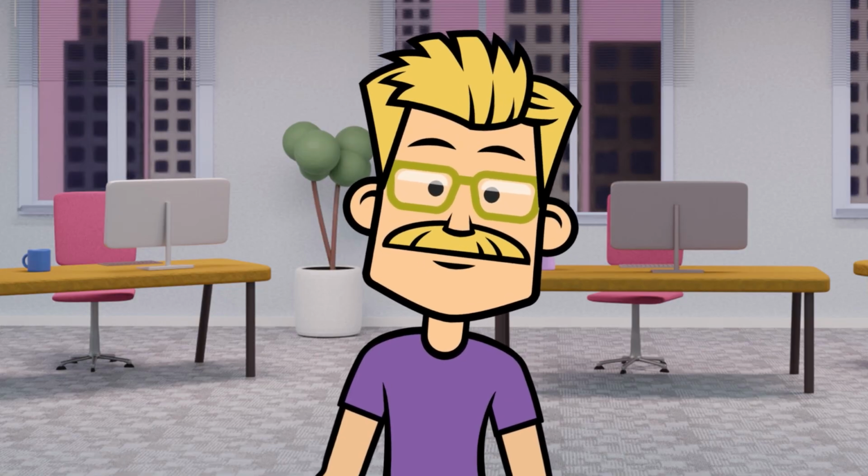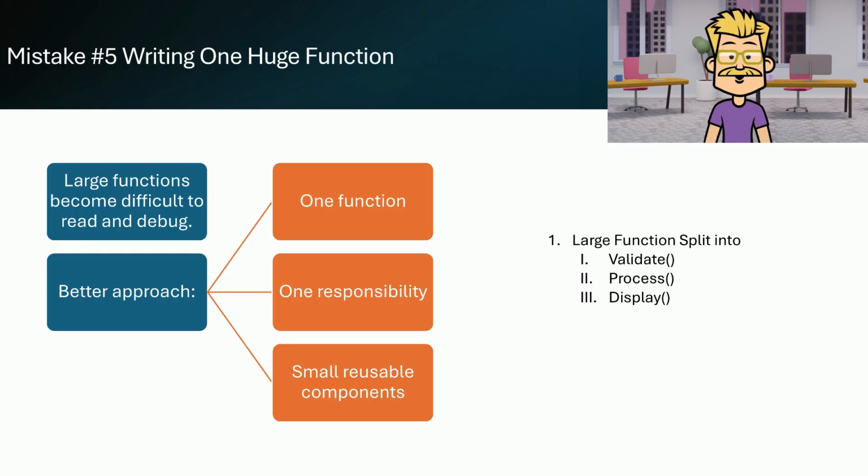Mistake number 5, writing everything in one huge function. Many beginners create programs where all logic is placed inside a single function or file. The code becomes hundreds of lines long. After a few days, even the original author cannot understand it.